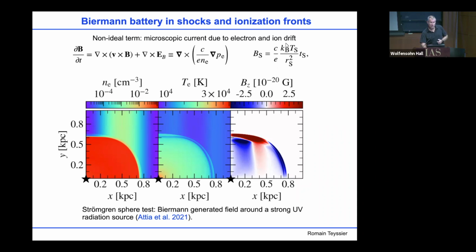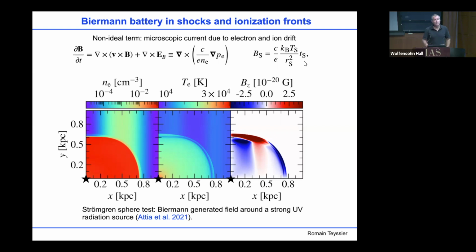You take just the simple scaling law here, which is dimensional analysis. You see that if you plug in the temperature of the photoionized gas, which is always set to 10 to the 4 Kelvin, the size of the Strömgren sphere and the age of the Strömgren sphere, you get an estimate of the Biermann field, which is 10 to minus 20 Gauss.